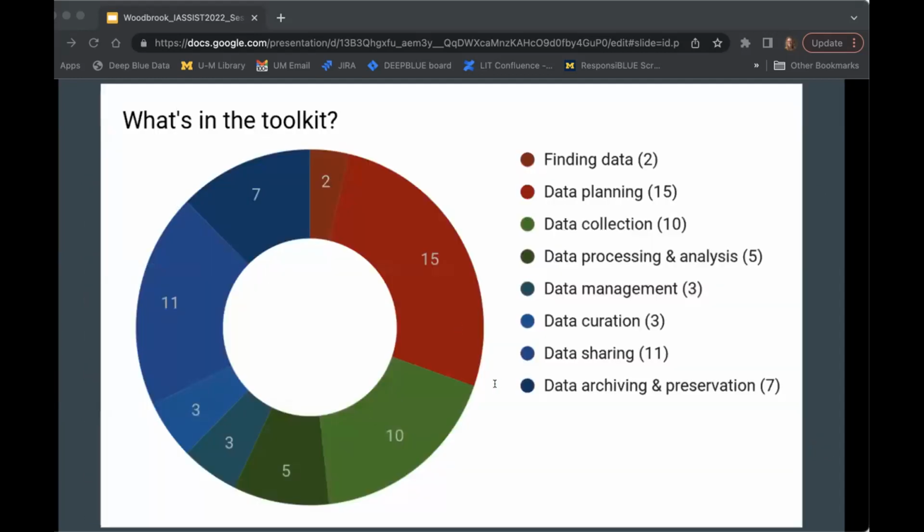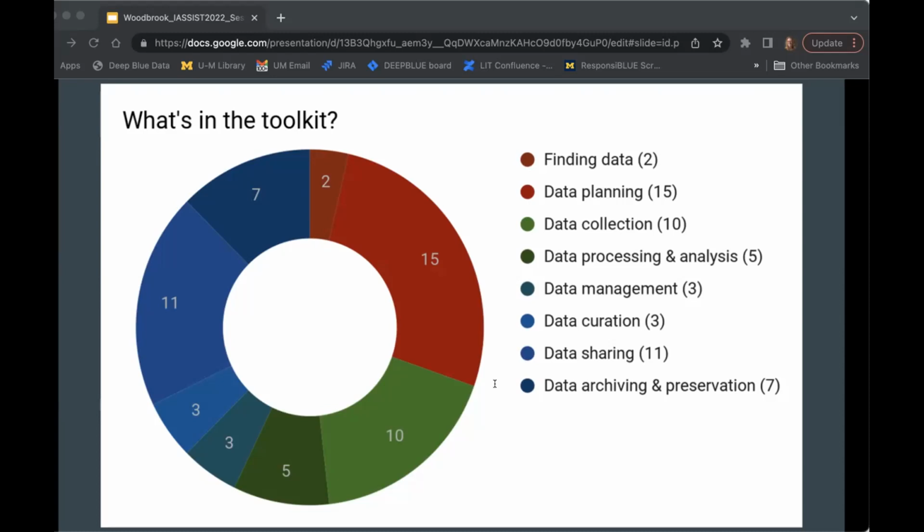And this is very briefly a quick breakdown of the number of resources we have for each of the data stages that we were using. Our goal was to have sufficient representation across the data lifecycle, which was where we saw the gap in what was available. But of course, because of those gaps, it was much easier to find resources for some of the data stages rather than others.